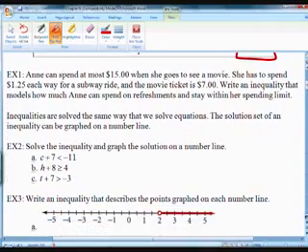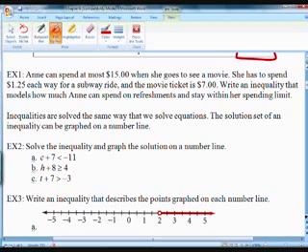Example 1. Ann can spend at most $15 when she goes to the movie. She has to spend $1.25 each way for a subway ride, and a movie ticket is $7. Write an inequality that models how much Ann can spend on her refreshments and stay within her spending limit. We're starting out with a pretty tough problem.